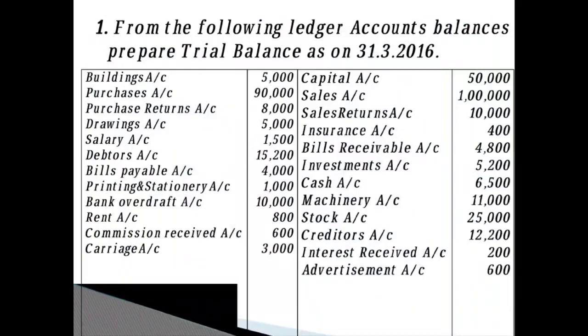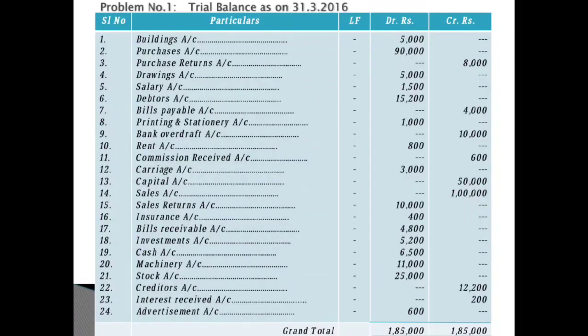Okay, the next you have the rent account, rupees 800. Now they have not mentioned whether it is received. Only rent they have given, so you have to take it as paid. Okay, it is an expense, so you are going to record it on the debit side. See, debit column, 10th one, rent account, in the debit column you should write rupees 800.